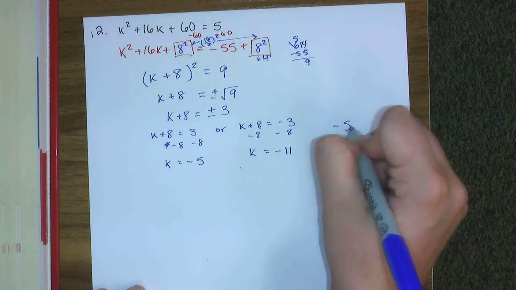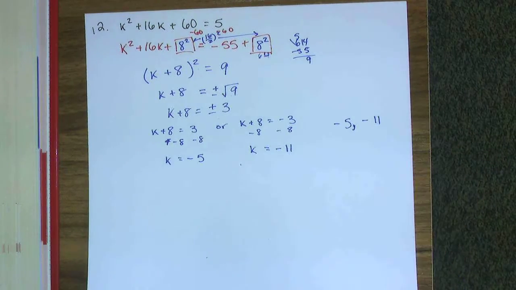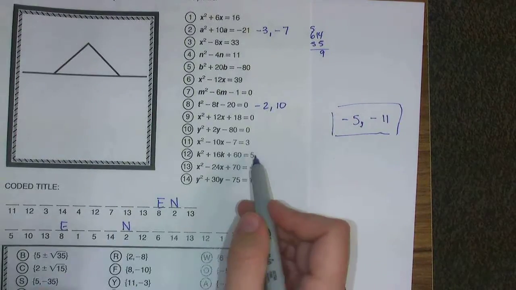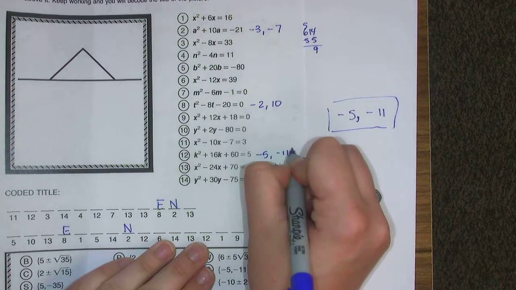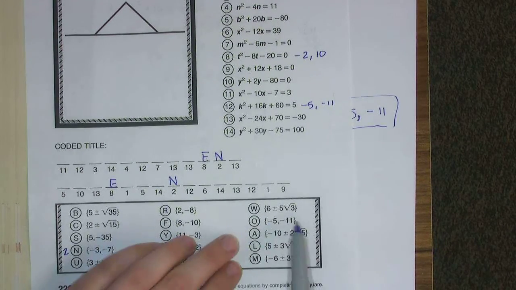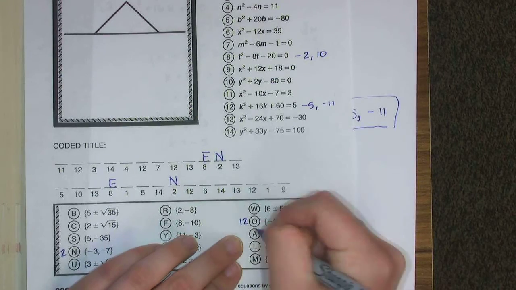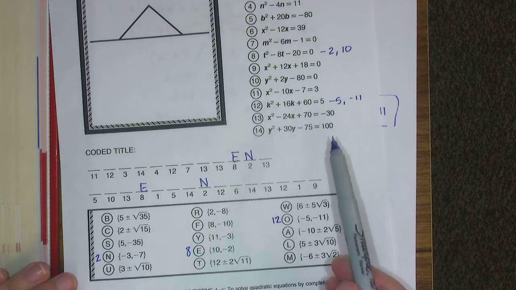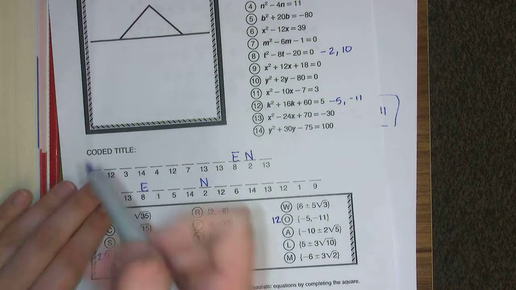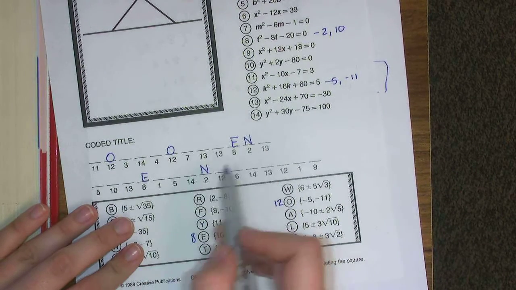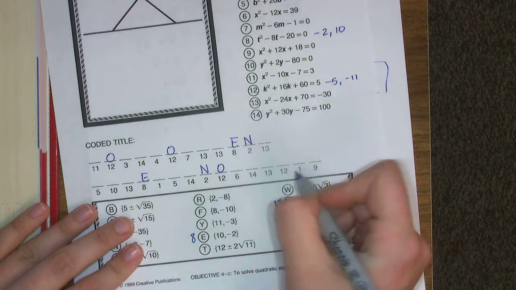All right, so remember, come over, find number 12, write negative 5, negative 11. Come down to the bottom, look for it, negative 5, negative 11. So I'm going to write the number 12 beside it. And then come up here, 12, that's an O. Another 12, that's another O. Another 12, another O. And 12 for another O.